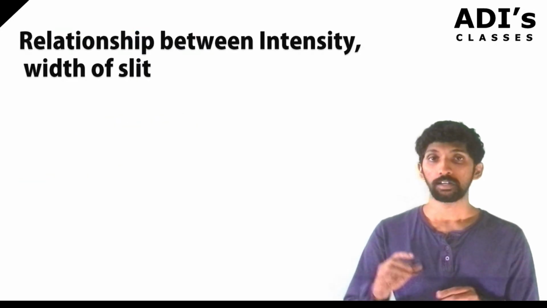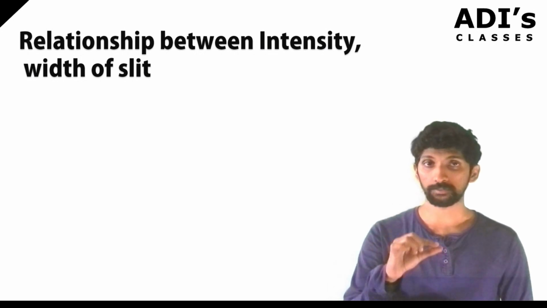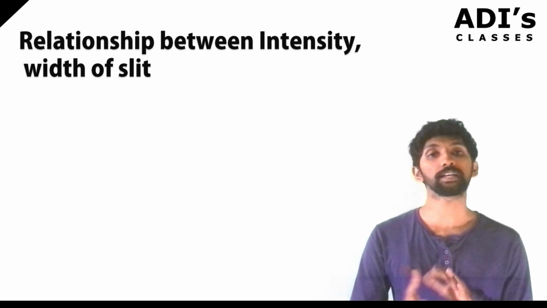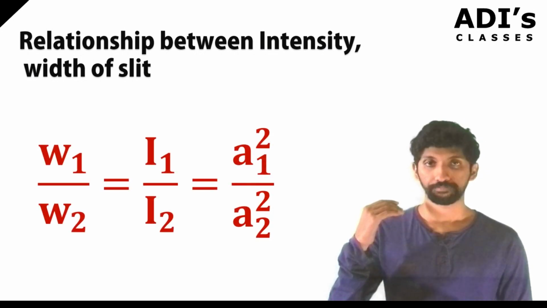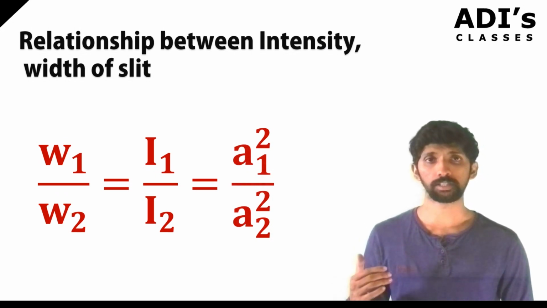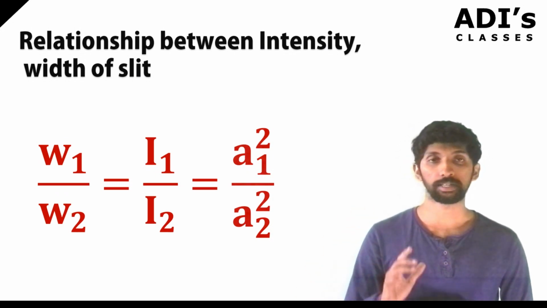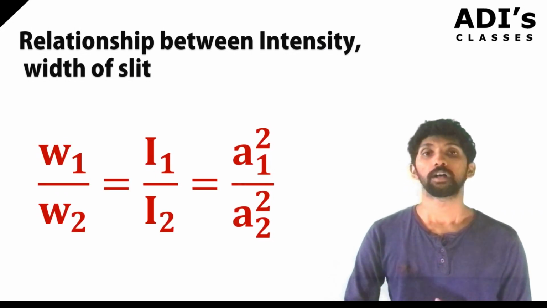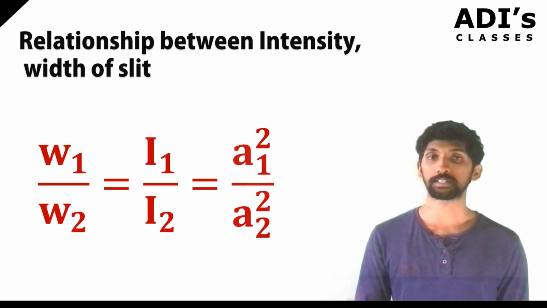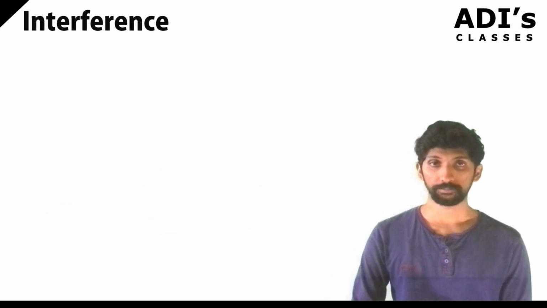Then we also have the width of the slit and the intensity, and how they are related. So we have W1 by W2 is equal to I1 by I2 is equal to A1 square divided by A2 square, okay? So the width and the amplitude, that's how they are related, right?